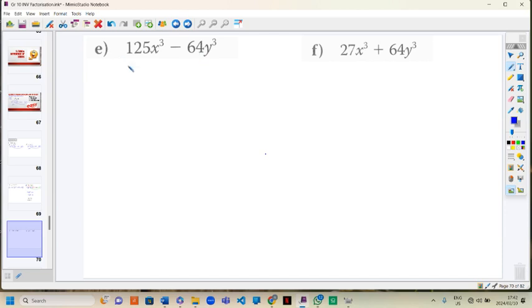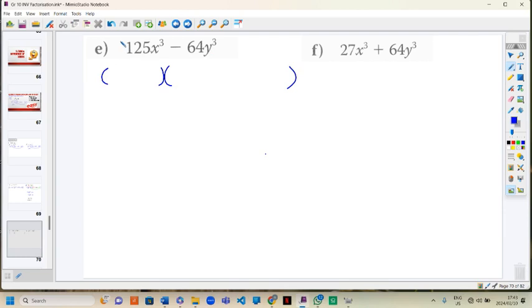So is there any common factors here? No, there's no common factors, but I've got a difference. I've got two cubes here. 125 is a perfect cube, 64 is a perfect cube, x cubed is a perfect cube, and y cubed is a perfect cube. Awesome, so I've got a difference of two cubes here. Small bracket and a big bracket.